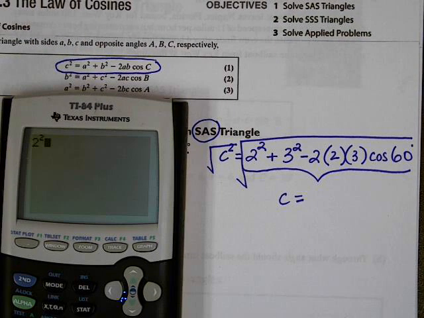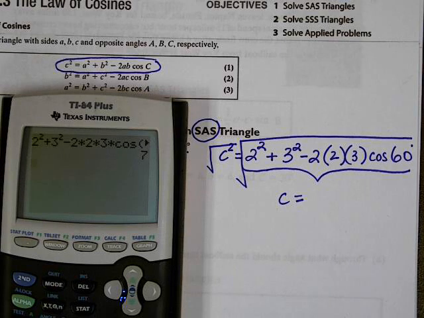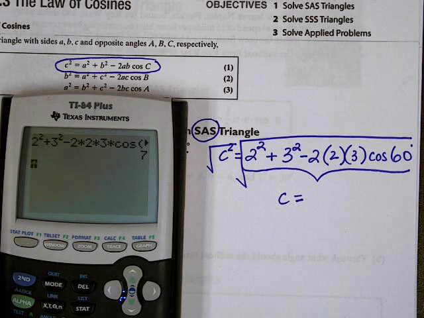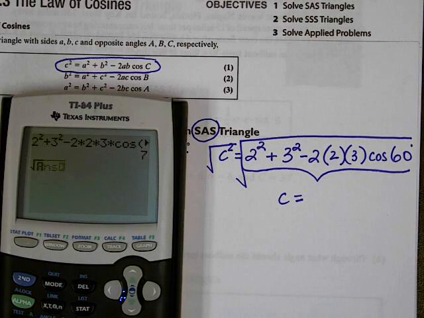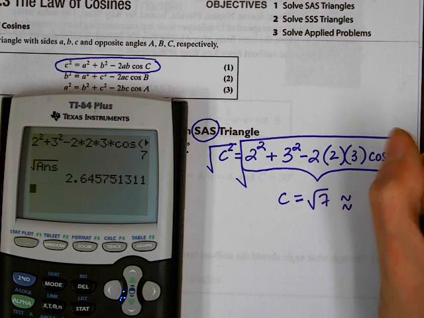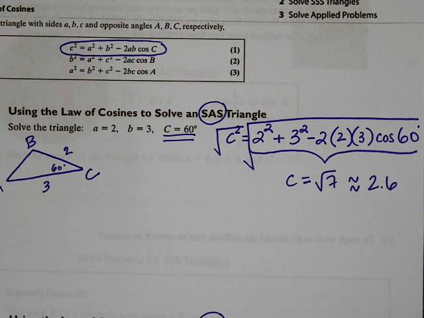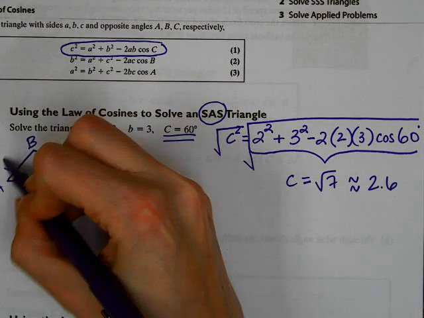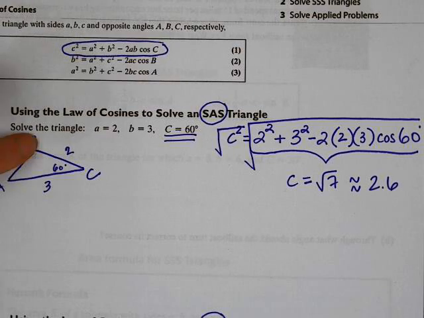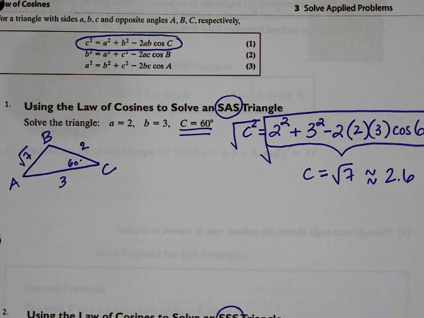Okay, so 2 squared plus 3 squared minus 2 times 3 times cosine of 60. And that's 7, but then that's C squared, so you have to square root that. And you get, you could leave it as square root of 7, or you can get it as a decimal, about 2.6. Either one's fine. Okay, so we found side C, that's square root of 7. Now to find A and B, we can do law of cosines again, or we can go back and use law of sines.